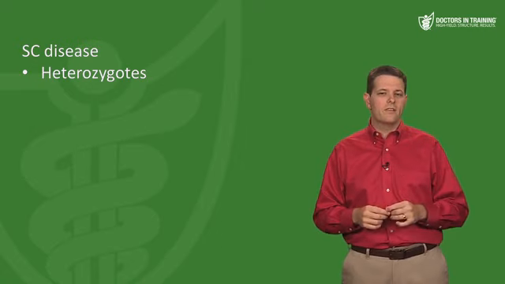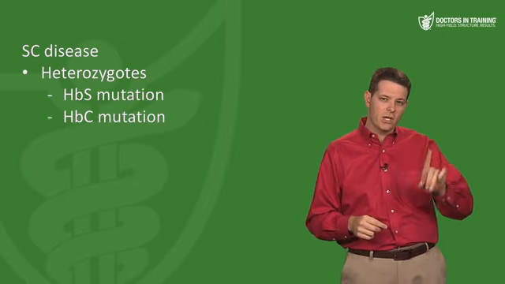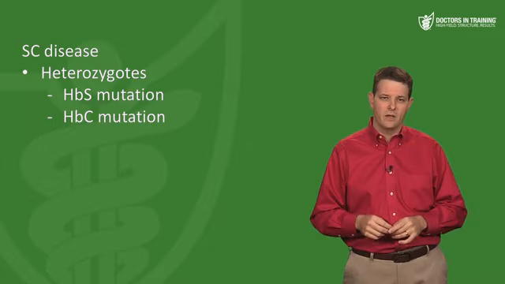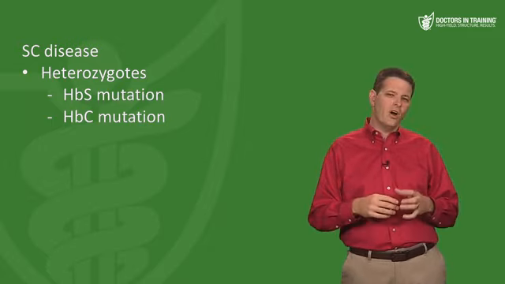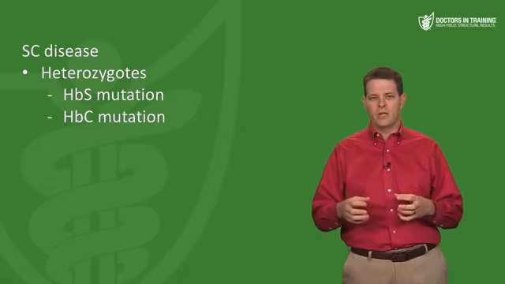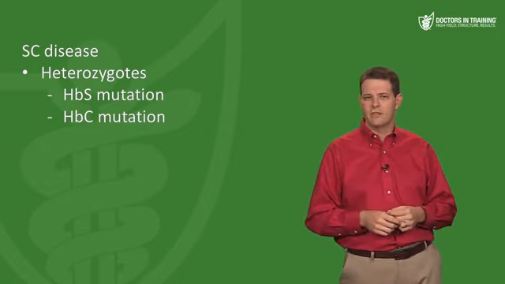What you might run across is heterozygotes that have one hemoglobin S mutation and one hemoglobin C mutation. We call this SC disease. Now this is also milder than plain sickle cell disease. There are actually a whole bunch of these really rare hemoglobin mutations, but you're not likely to be tested on them. But SC disease is one you might actually see in practice.